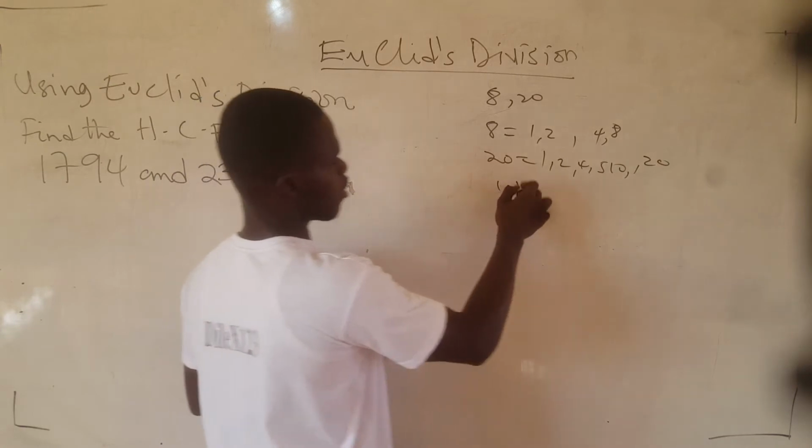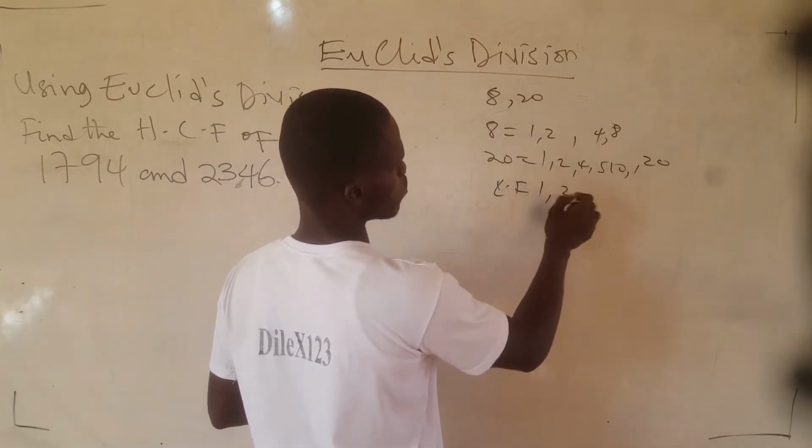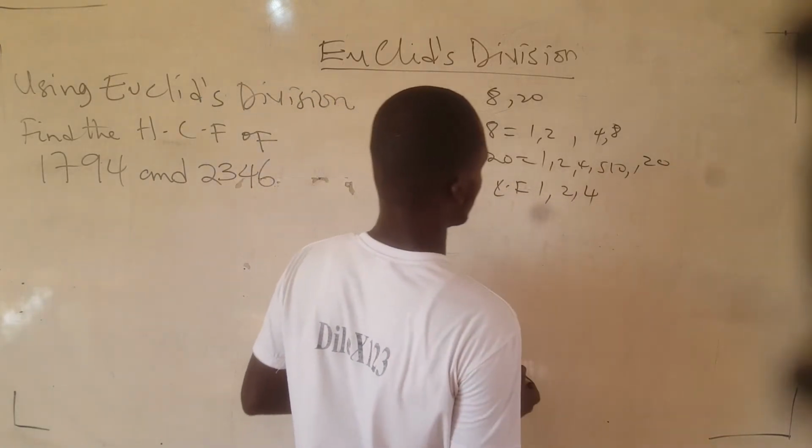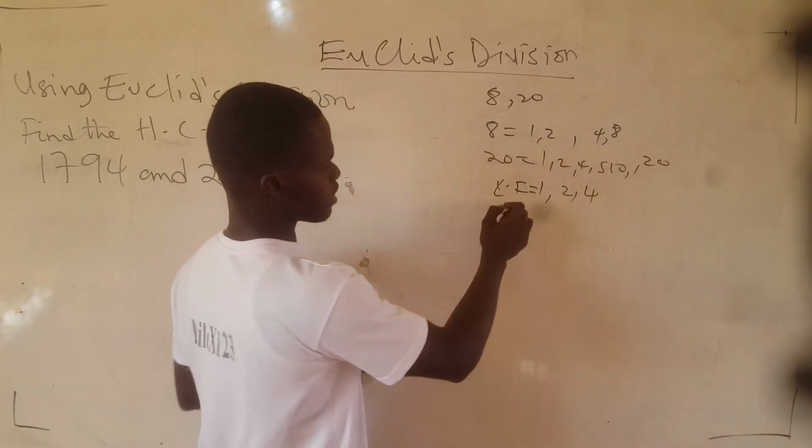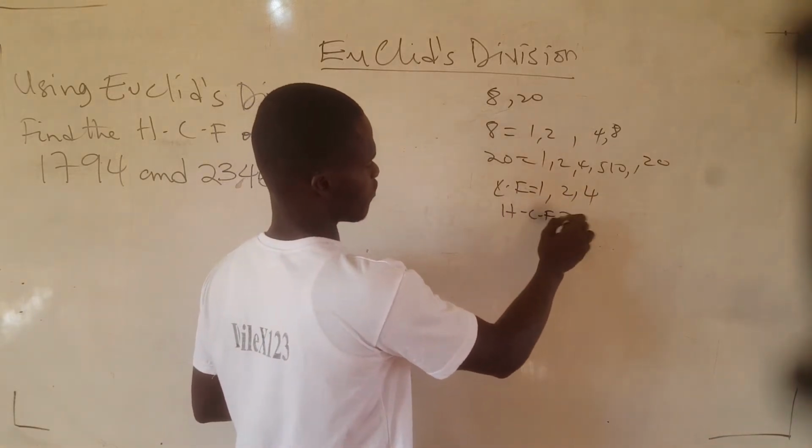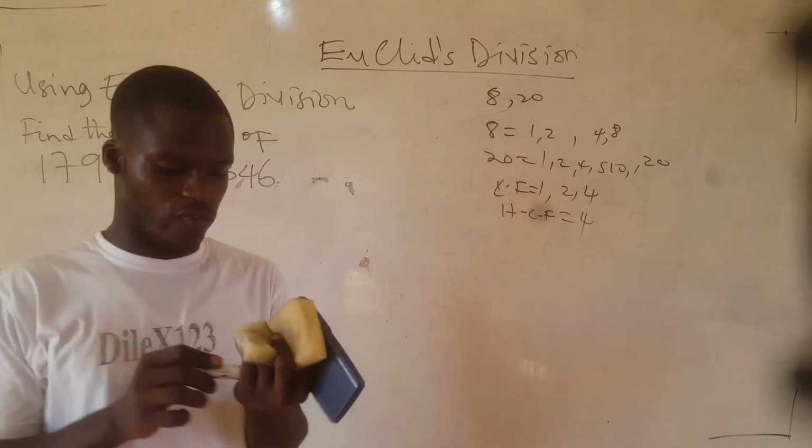So then we see that the common factors here are 1, 2, and then 4, right? So these are the common factors. And then the highest one among the common factors is 4. So this becomes the highest common factor.